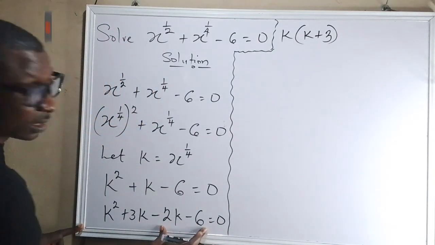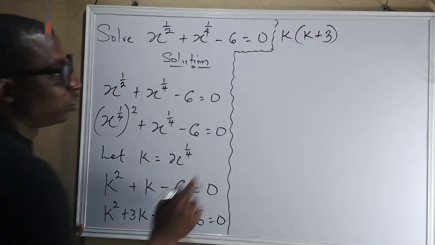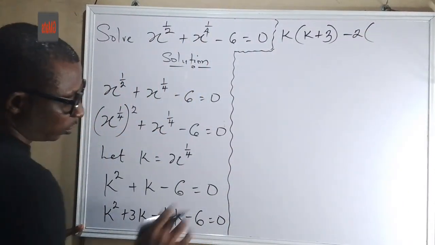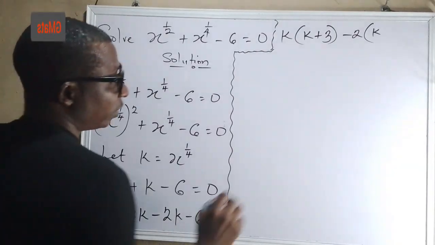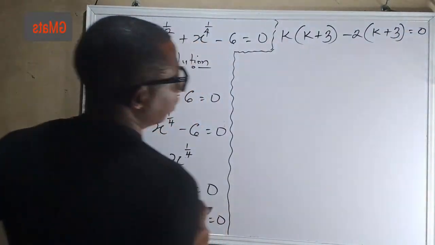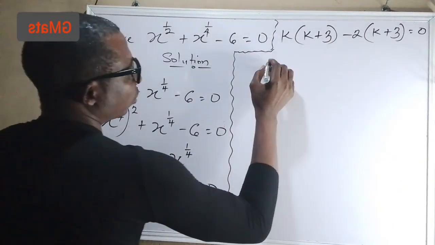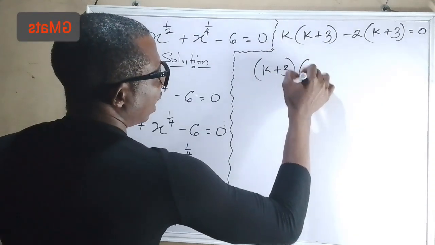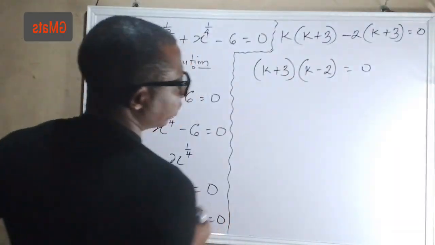Now let's look at the second pair. The common factor here is minus 2. So when you divide this by minus 2, you have k, and when you divide this by minus 2, you have plus 3, equals 0. So you factor out k plus 3. So you have k plus 3 times k minus 2 equals 0.